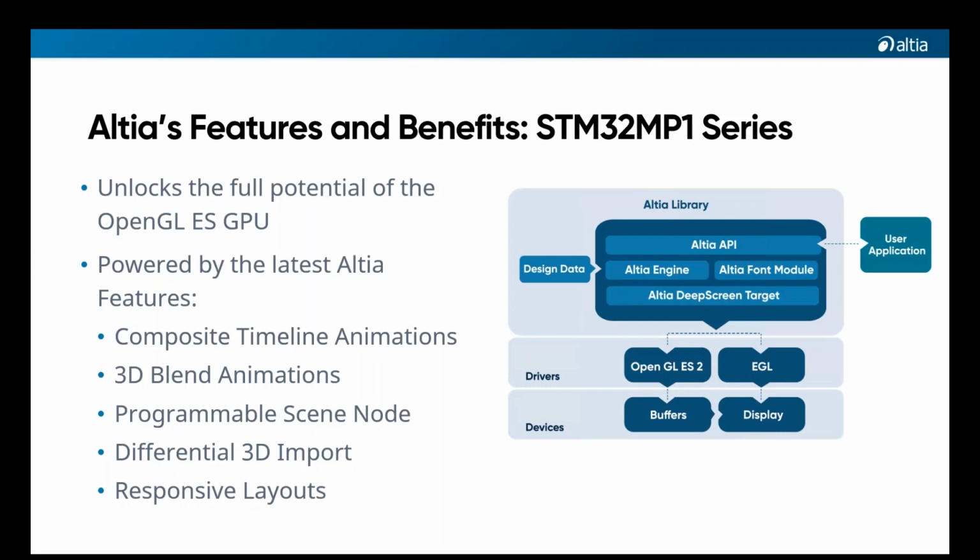This MP1 allows the latest Altia features, which is composite timeline animations, which is multiple timelines controlled by a single animation, blended 3D animations, where you have two 3D animations that you can cross back and forth with a third animation, things like programmable scene nodes, differential 3D import to speed up the process, as well as responsive and dynamic layouts.